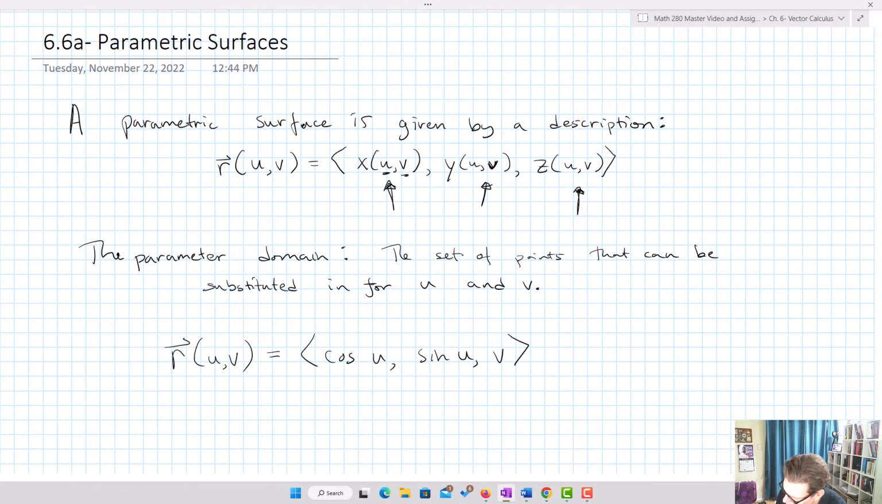But if I restrict the domain, say u is greater than or equal to 0 and less than 2 pi, and v is greater than or equal to 0 and less than or equal to 6, now I have a cylinder. Because we're going from 0 to 2 pi for u, we'll have the full circle, but the cylinder is only going to go from the z equals 0 plane to the z equals 6 plane, because that's our value for v. So this constrains what our parametric surface is going to look like.